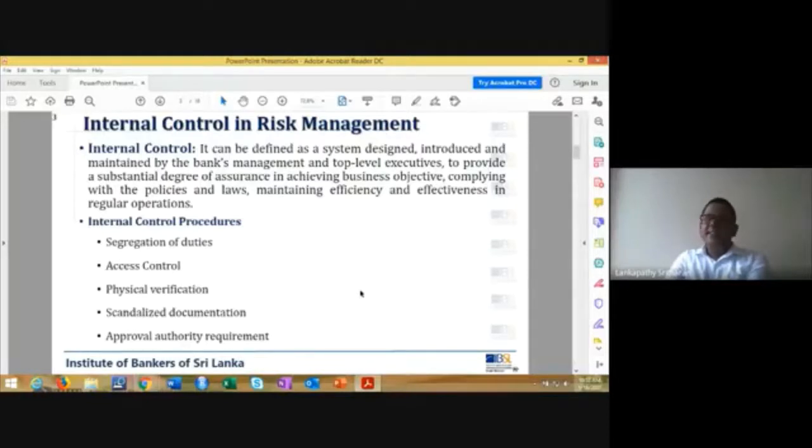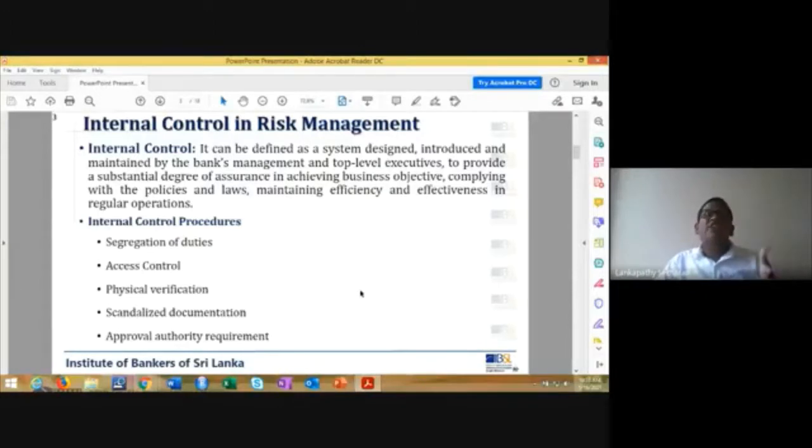So you can see that if we want to withdraw some large amount, normally the cashier will pass our savings book to the second officer. Or if we want to withdraw our fixed deposits, the cashier will pass our certificates and all the calculations to the second officer. The second officer will go through it, and then he will approve. That is the approval authority requirement.